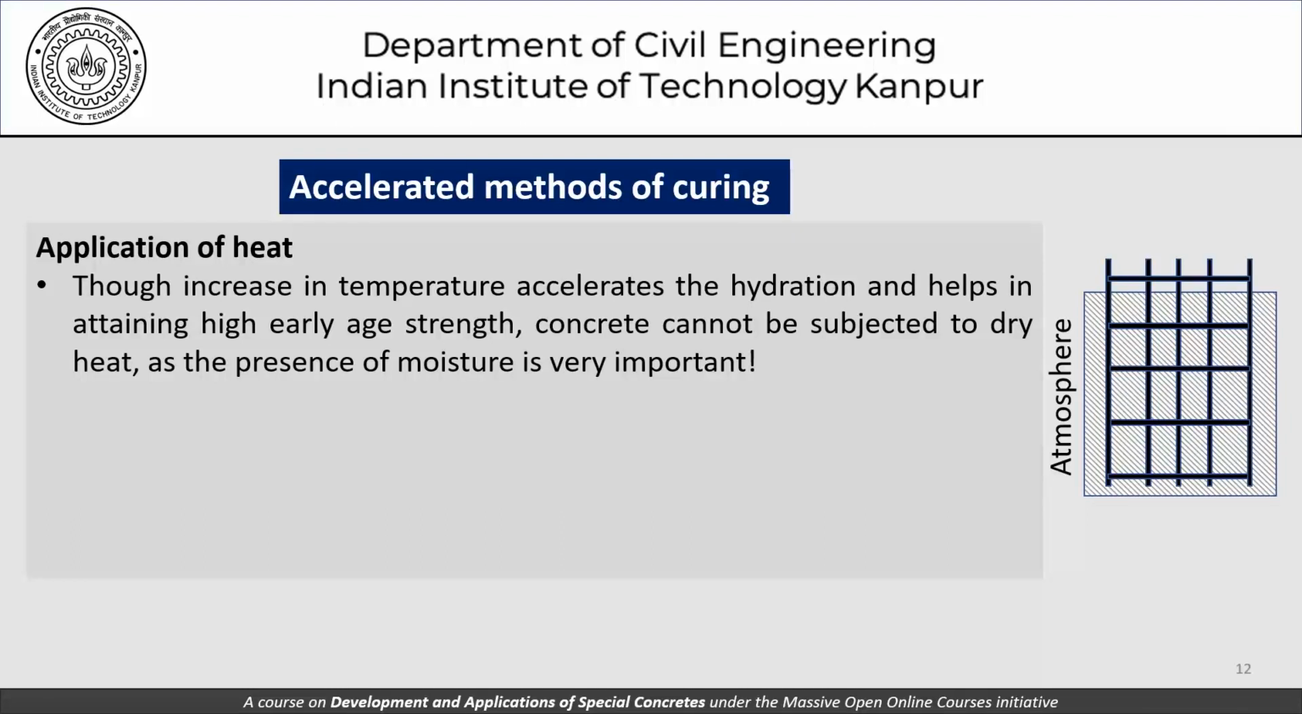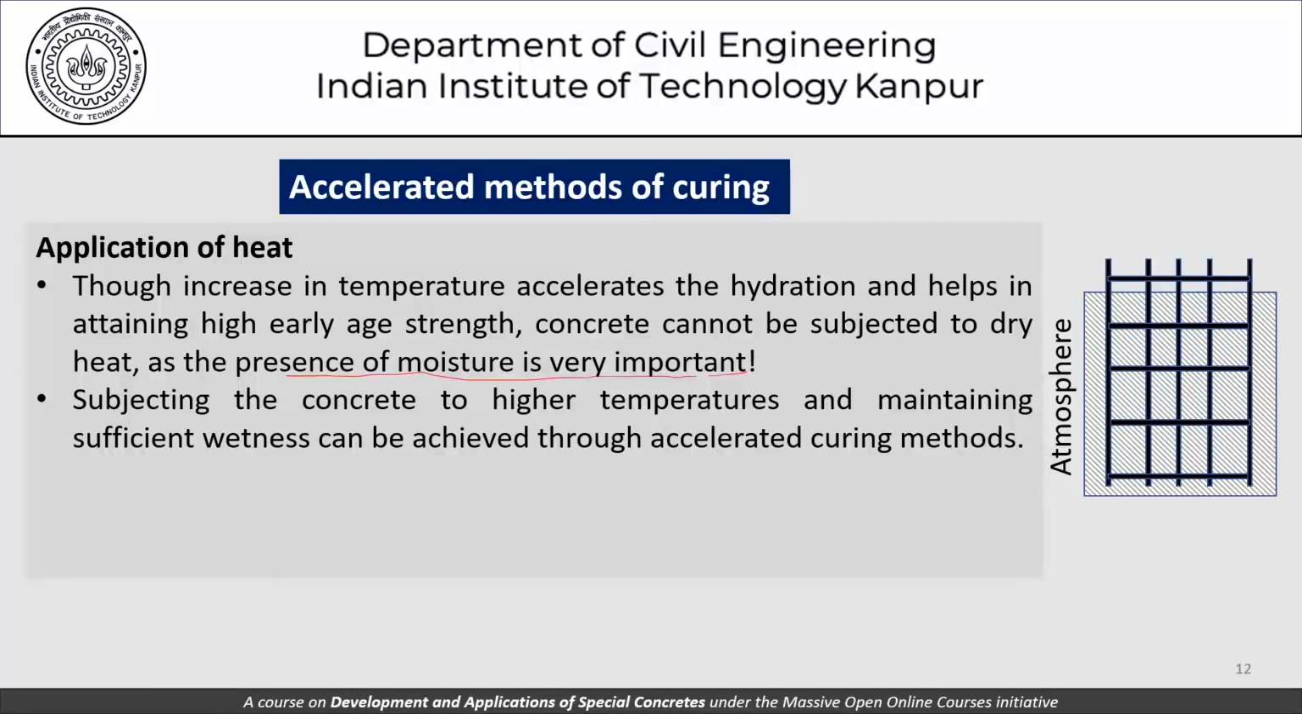Though increase in temperature accelerates the hydration and helps attaining high early strength, concrete cannot be subjected to dry heat, as the presence of moisture is something very, very important. So we cannot really just increase the temperature. We have to be very careful that as we increase the temperature, the moisture content is still maintained. So unless that is kept in mind, heat application is something which is very dangerous thing to do as far as early age concrete is concerned.